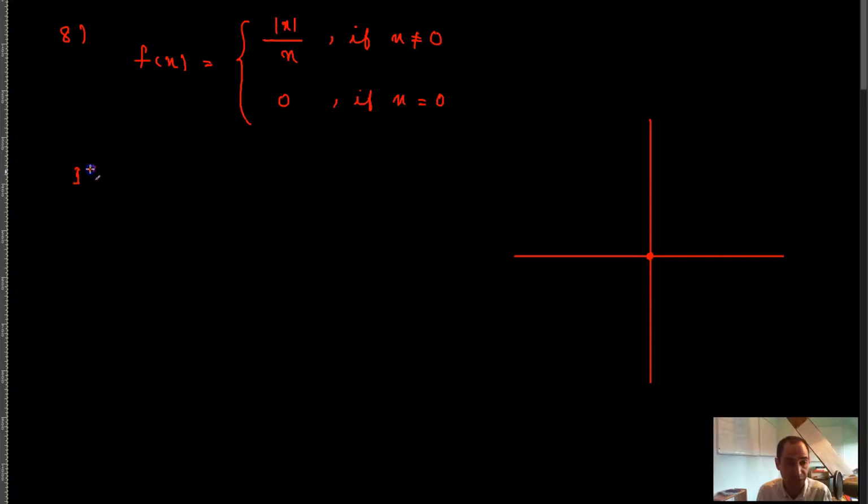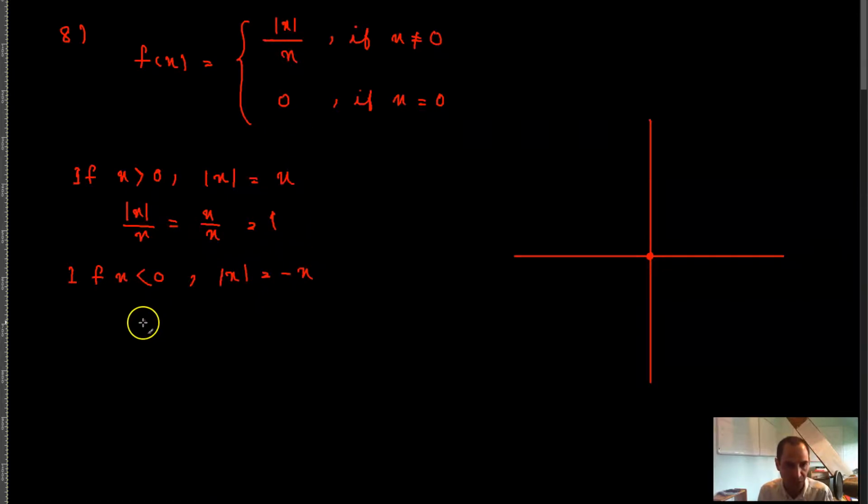If x is greater than 0, then the absolute value of x is equal to x, and if x is less than 0, then the absolute value of x is equal to negative x. If the absolute value of x is equal to x, then the absolute value of x over x is going to be equal to x over x, which is equal to 1. If the absolute value of x is equal to negative x, then you have negative x over x, which is equal to negative 1. That means that for x's greater than 0, your output is 1.